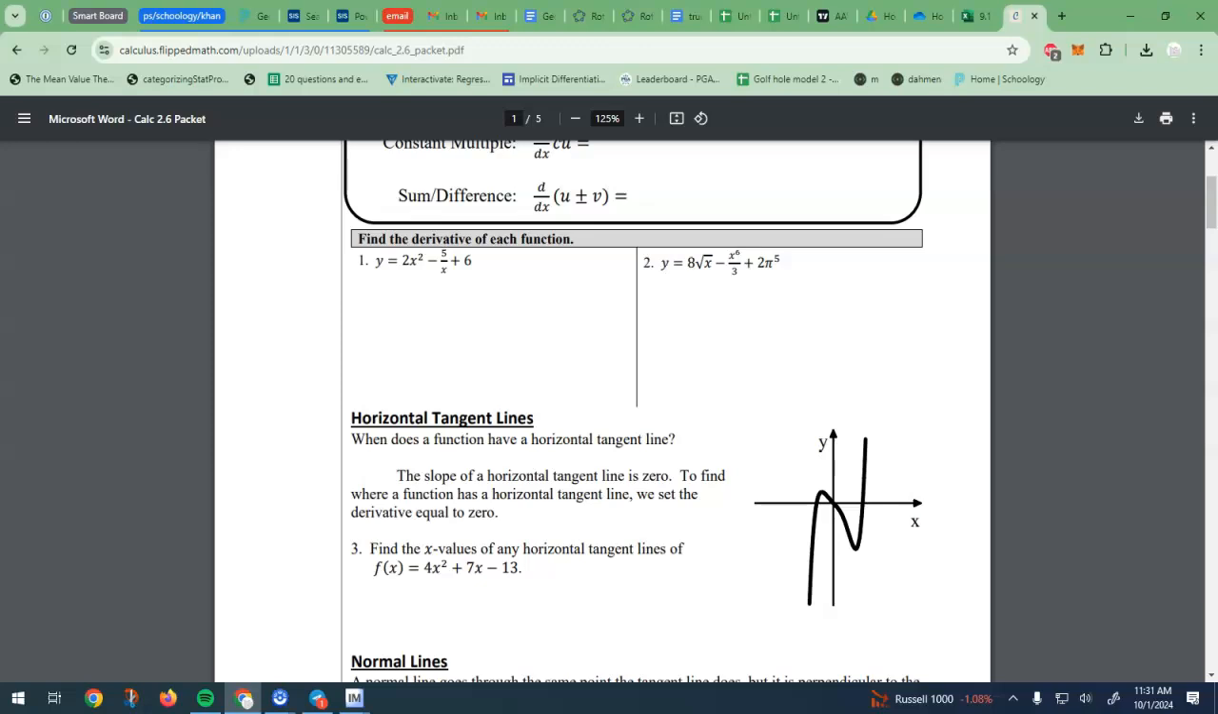So try 2. Careful, is pi a variable? It's not a variable. Pi is a constant.